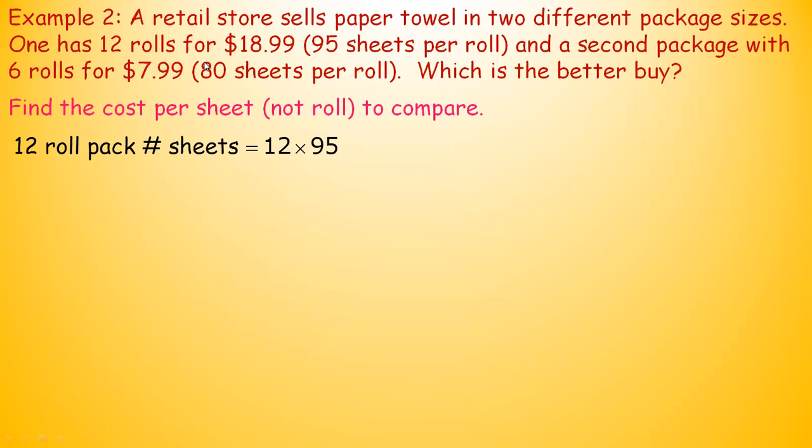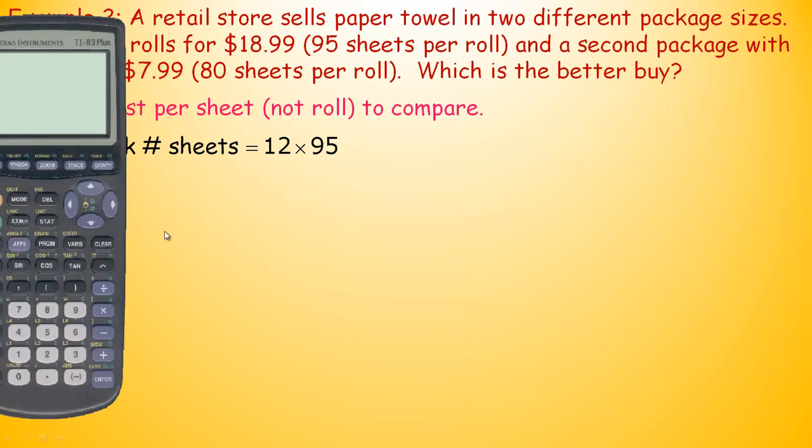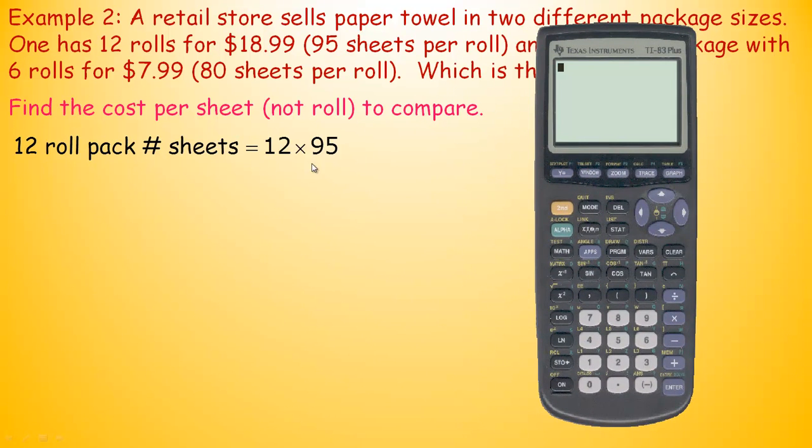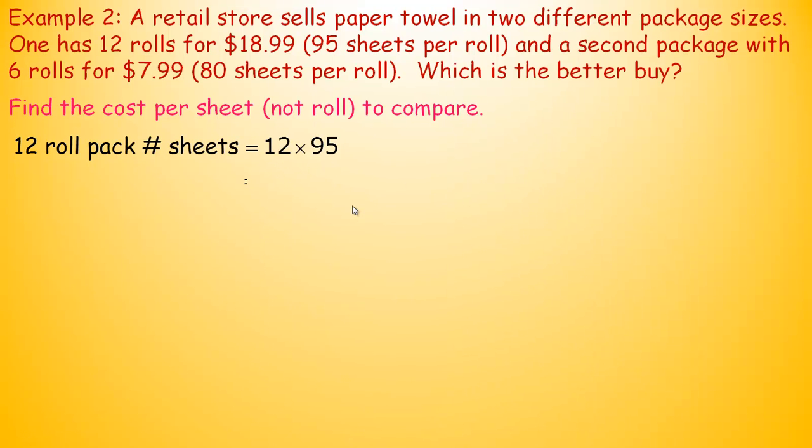So if you take the first one, there's 12 rolls and each one has 95 sheets. So let's bring the calculator over here again. I would multiply 12 by 95. And so this first package would have 1,140 sheets in it.